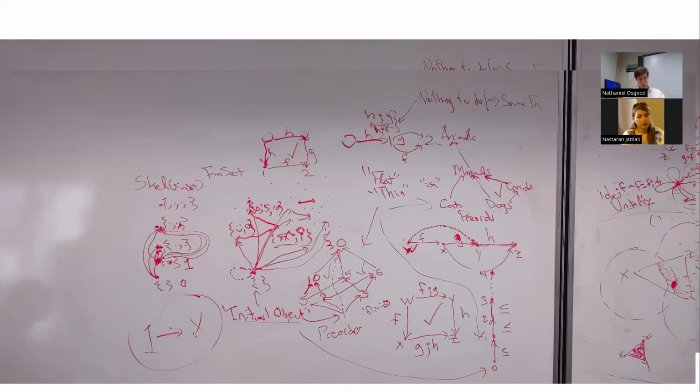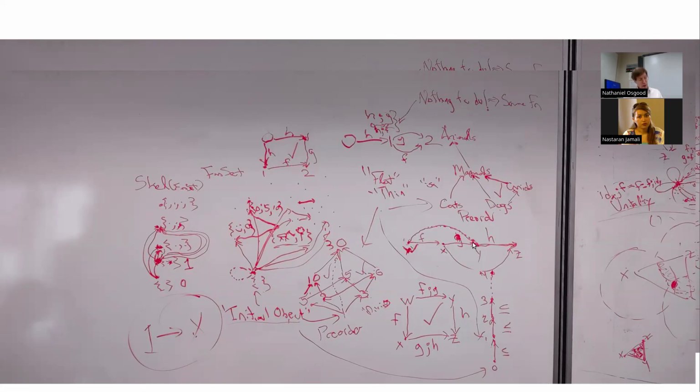for any two end-to-end morphisms, the composition of those morphisms. For any two end-to-end morphisms, there has to be some arrow that represents their composition. So if we have F and G here, there has to be an H going from the source of F to the target of G here.